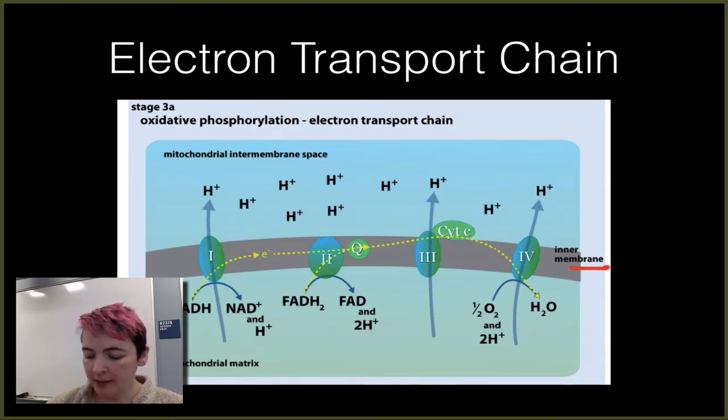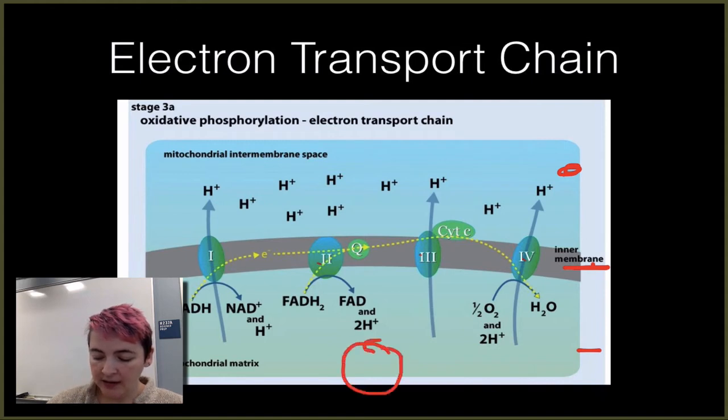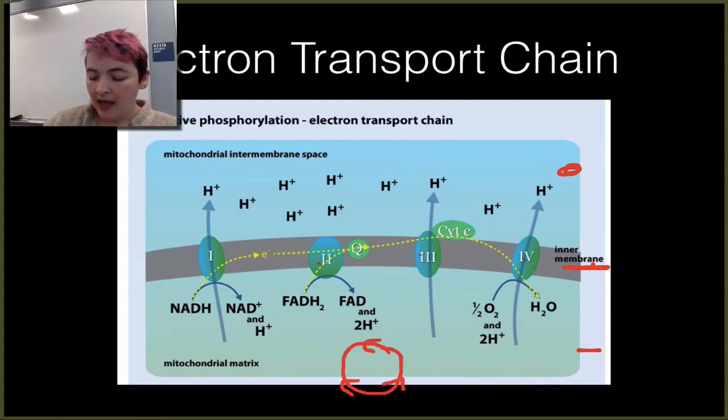So here is the inner membrane. In the inner membrane, we have some proteins. You do not need to know the names of those proteins. You just need to know the proteins are there. This is the inner mitochondrial space up here, and down here is the mitochondrial matrix. So here is where our citric acid cycle is taking place. From that, we have the NADH and the FADH2.